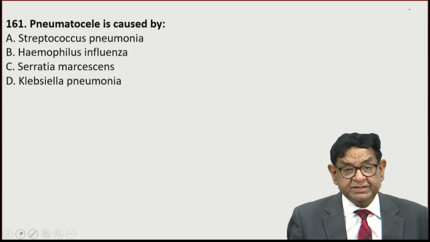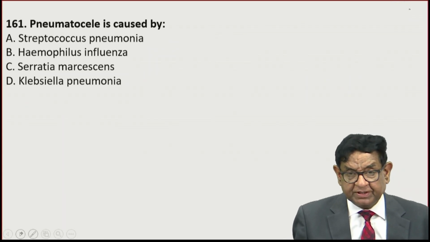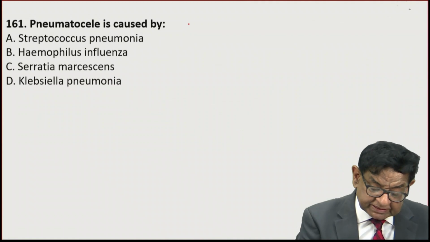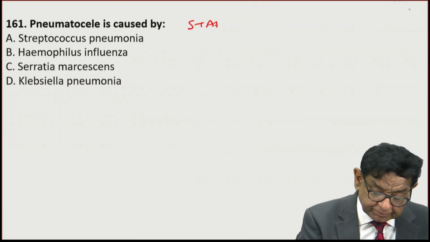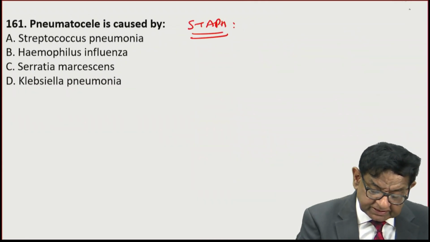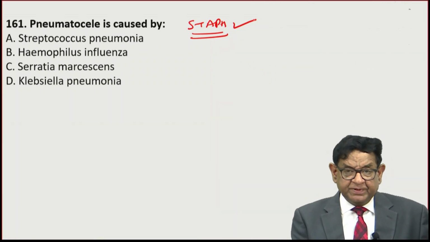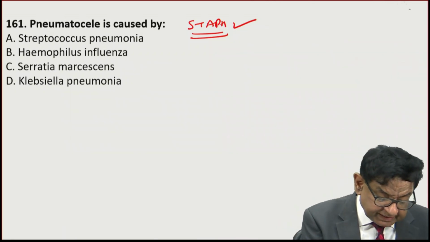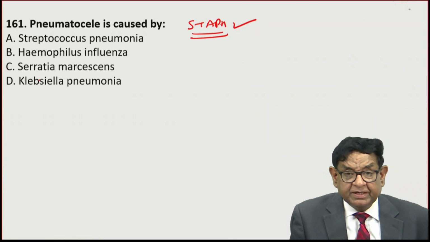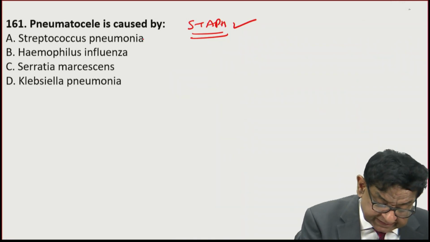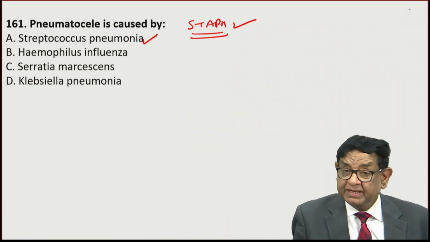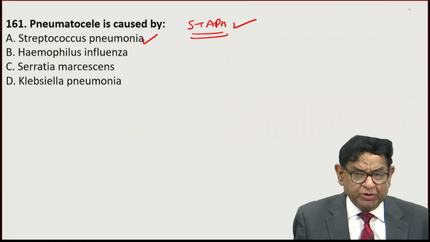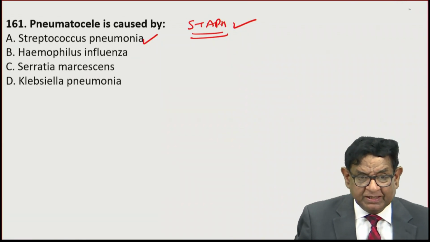Pneumatocele is caused by, it's a beautiful controversial question. Best answer is always staph. If this is the answer, beyond doubt it is the best answer. Otherwise, it can occur in all the 4. But however, I am marking this. Why? Again, this classic, beautiful, controversial question.